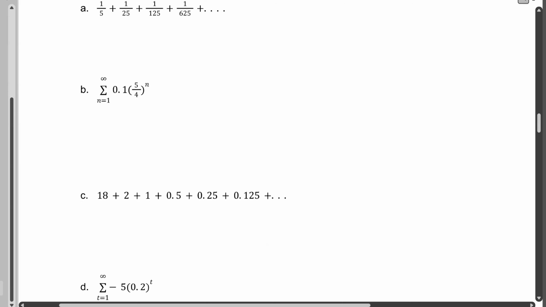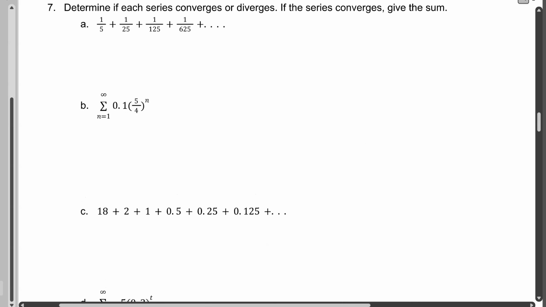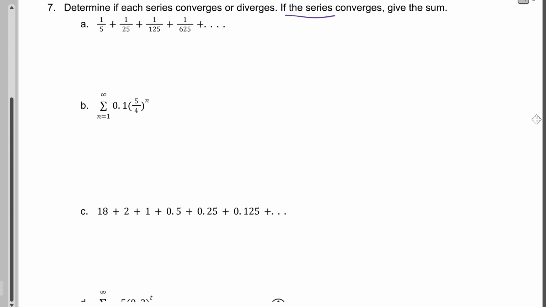Now for each of these, I want to determine if these series converge or diverge. And if it does converge, I want to give the sum. Well, bear in mind that if a series converges, specifically a geometric series of infinite length, then it would converge to the first term divided by 1 minus the common ratio, right? We derived that in class.